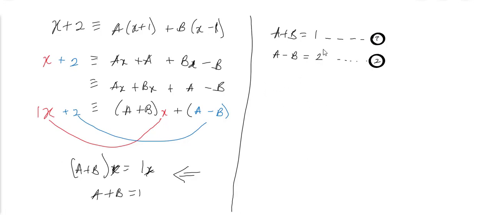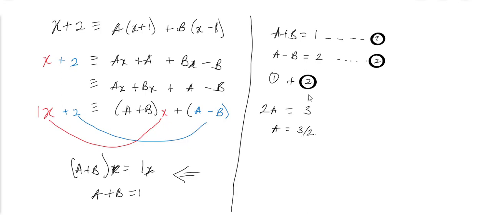You can solve this using any method you want. In this case, I think the elimination method would be better. So I sum up the two equations. This is going to get me 2a is equal to 3. b goes to 0. Solving for a becomes 3 over 2.